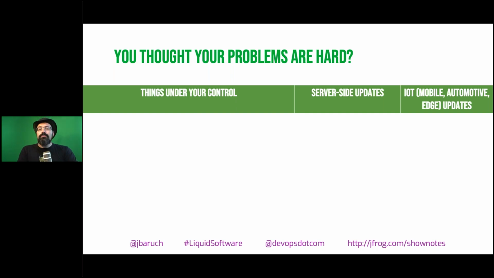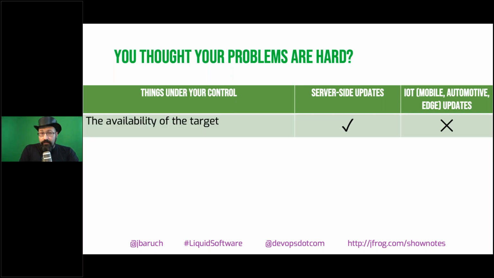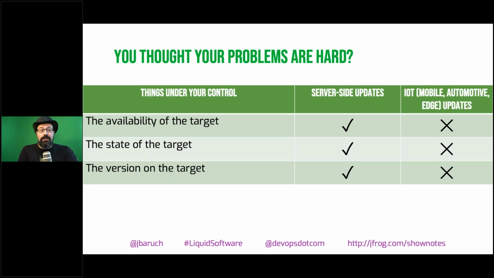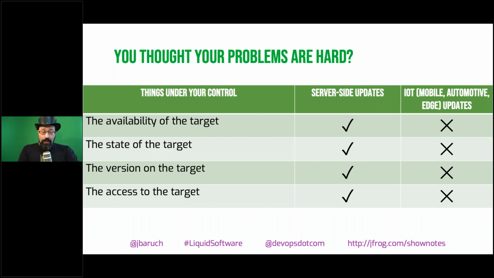Well, your life is much easier than that of those guys because you control the availability of the target, you control the state of the target, you control the version of the target, and you control the access of the target. You actually have a lot more. Your life is much easier, but still, even we as server-side developers who update servers either in our data centers or in the cloud or even serverless, we actually manage to fail not less dramatically, but sometimes more.